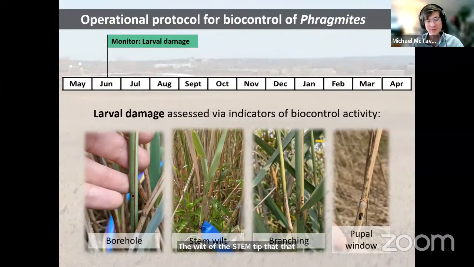There's also secondary branching that can occur as the plant tries to compensate for damage to the growing tip. They'll put out these secondary branches below that damage, and also pupal windows. That's where the adults would actually emerge from the stems post-pupation to fly.